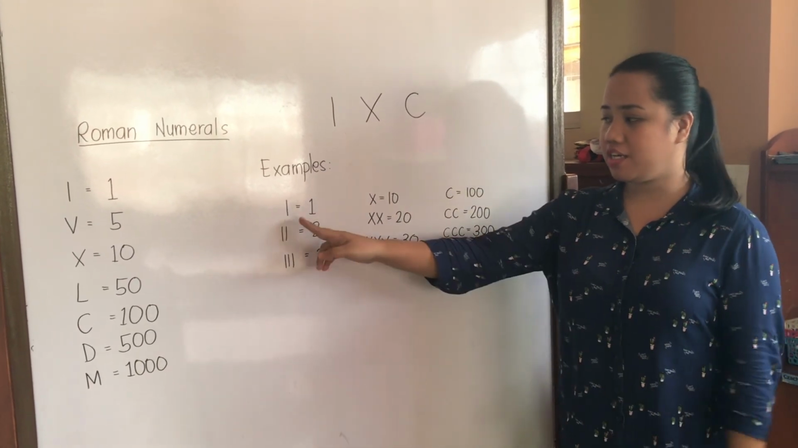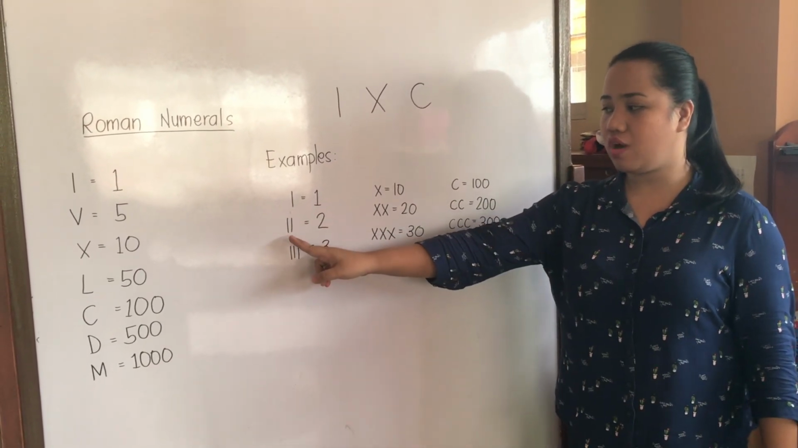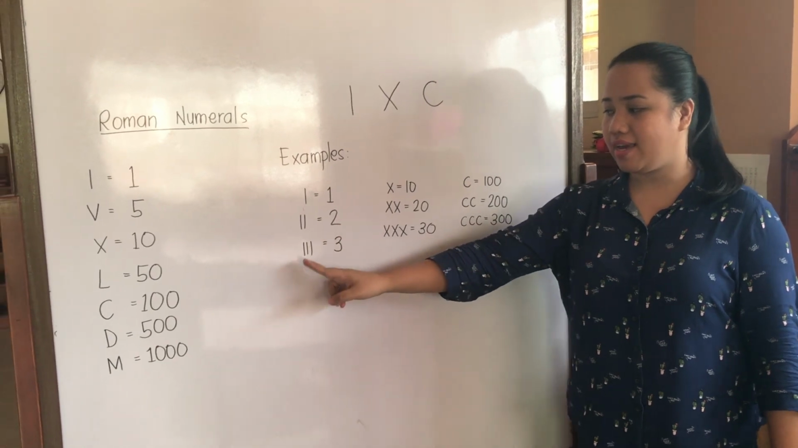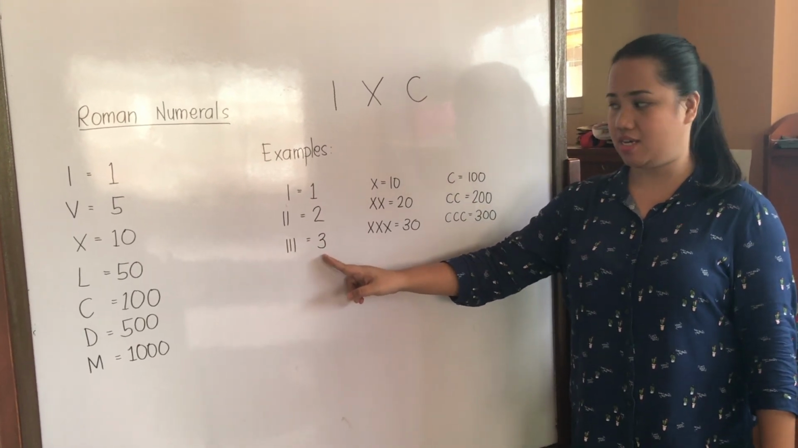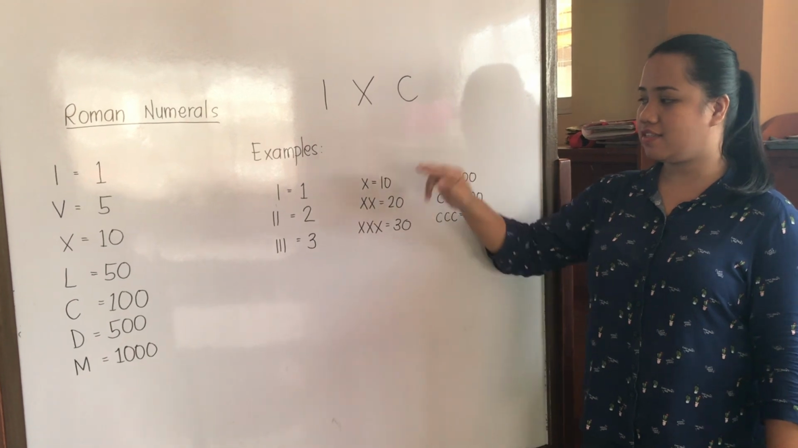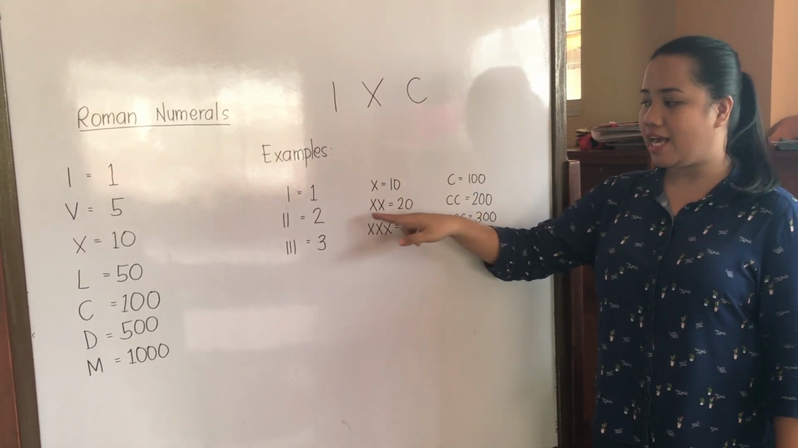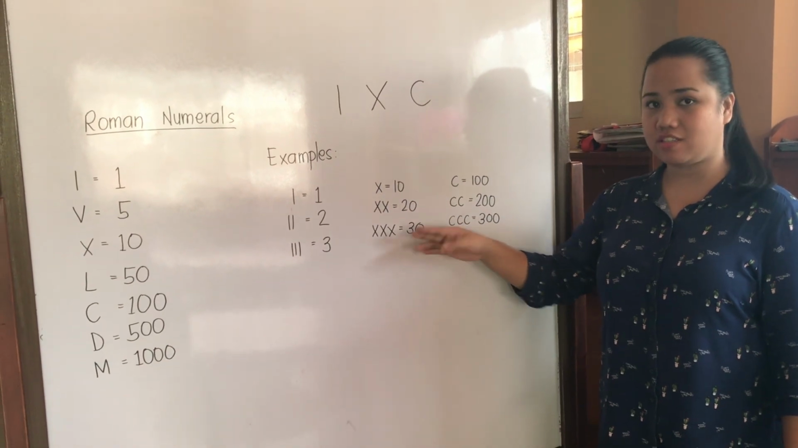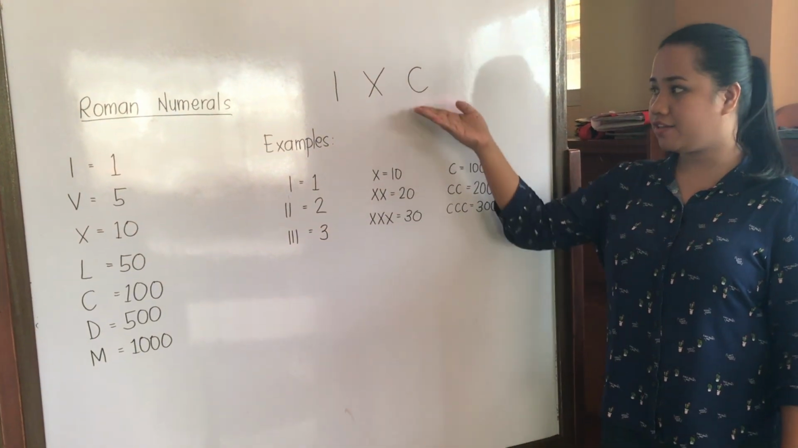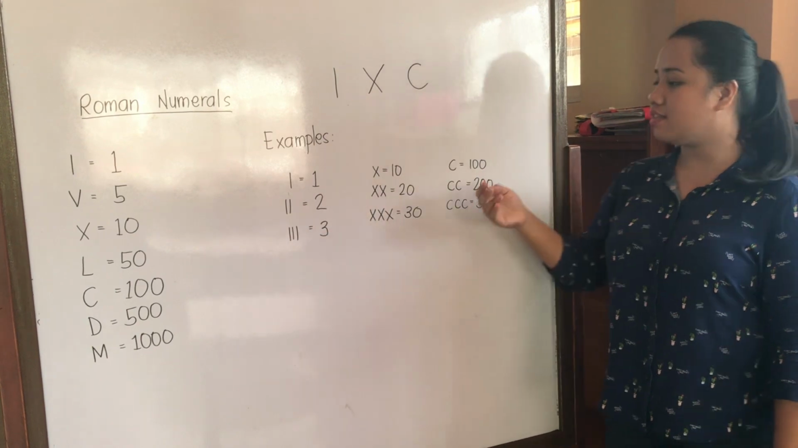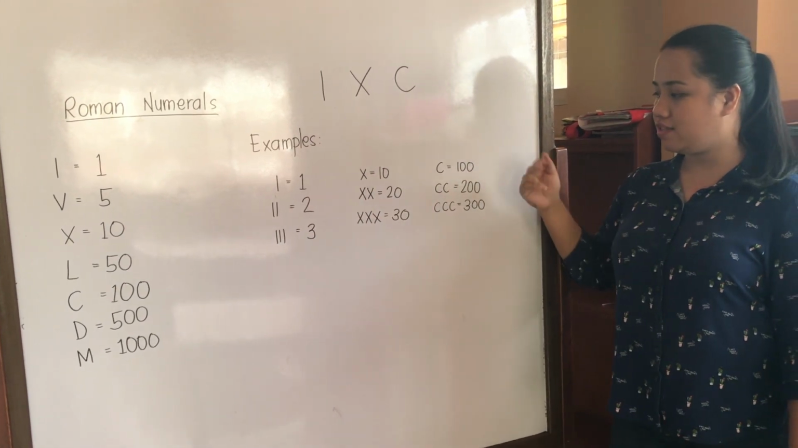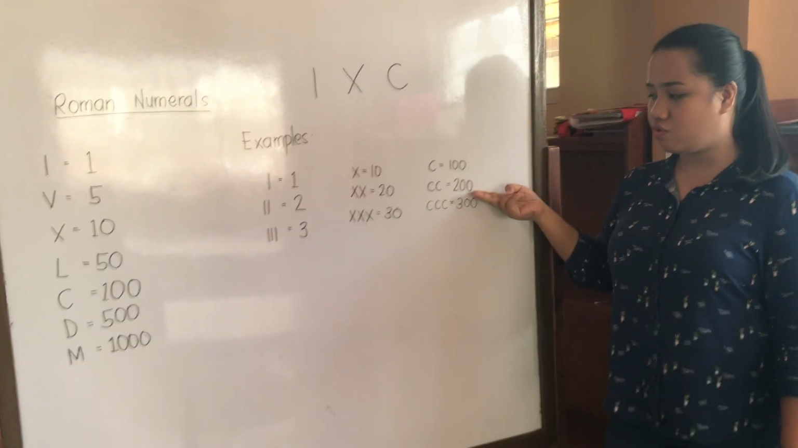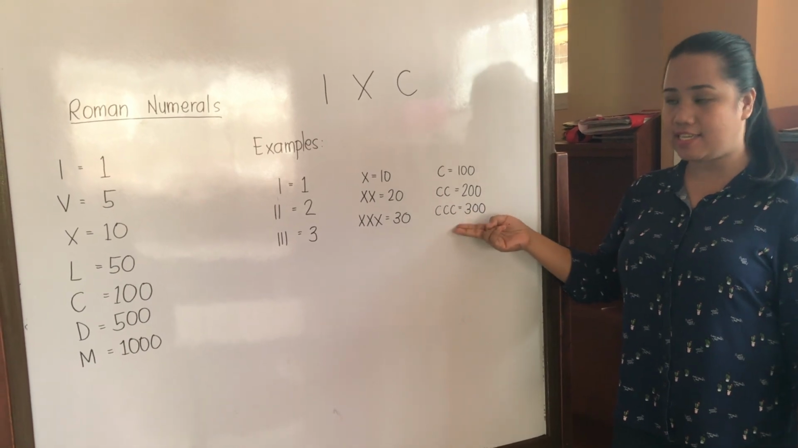Okay, so I is equals to 1, II is equals to 2, III is equals to 3. Next is X, X is equals to 10, XX is equals to 20, XXX is equals to 30, and letter C, which is equals to 100, CC is equals to 200, and CCC is equals to 300.